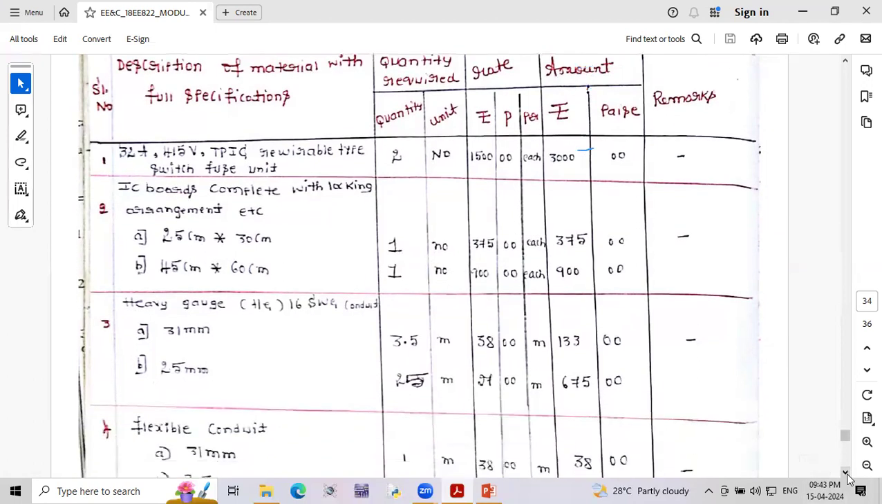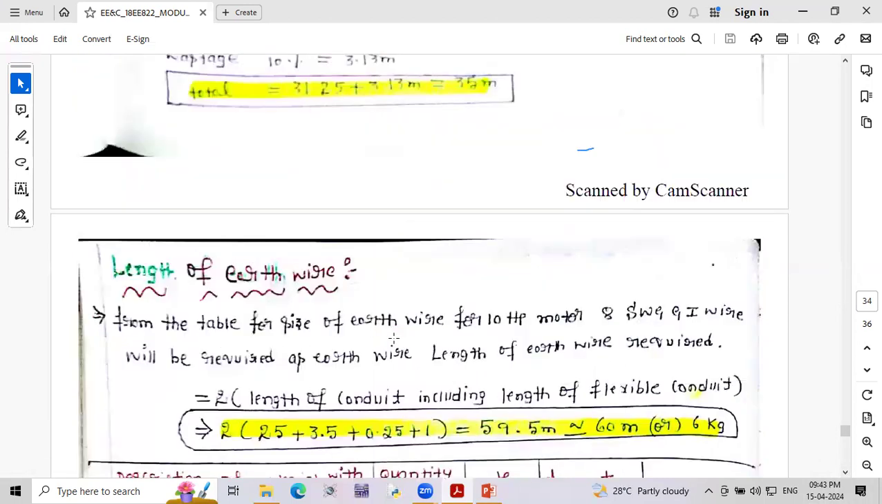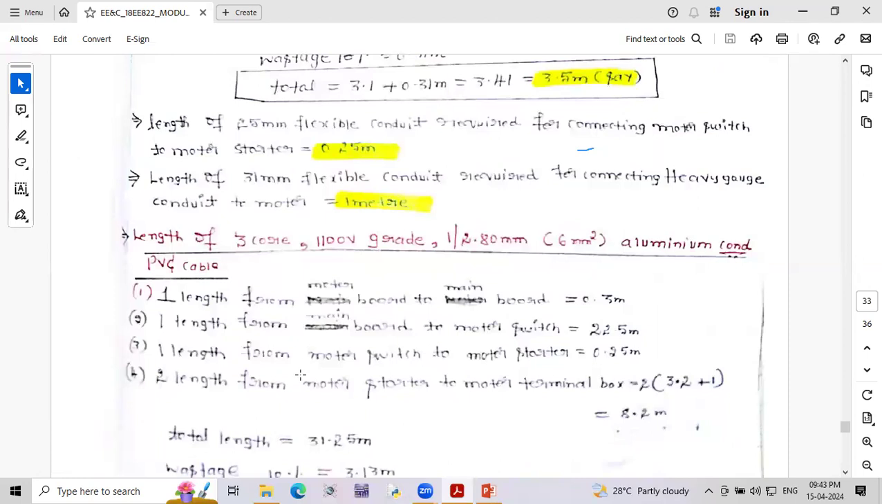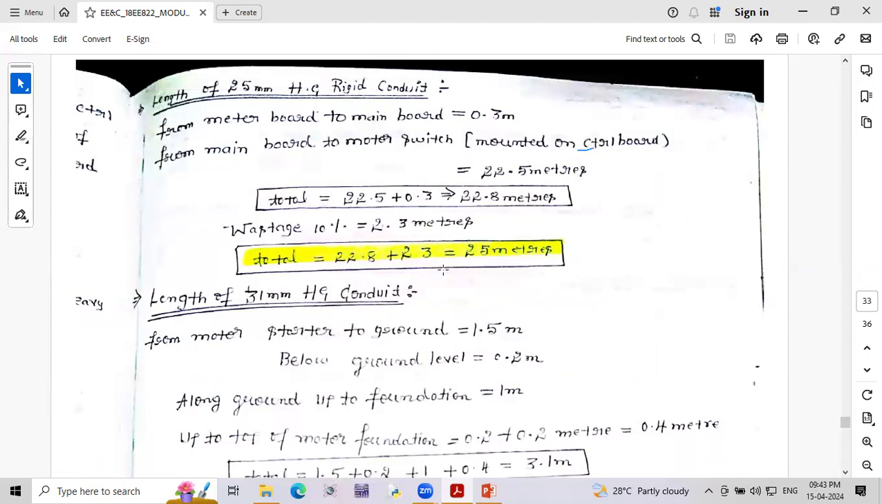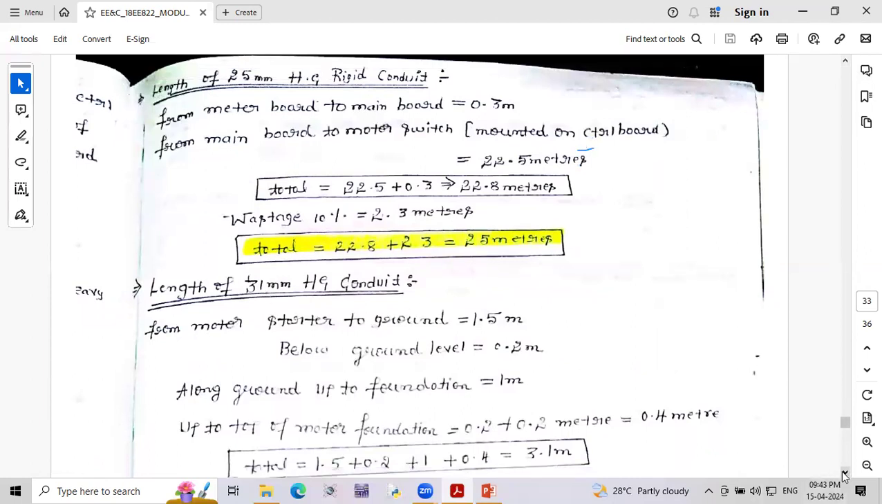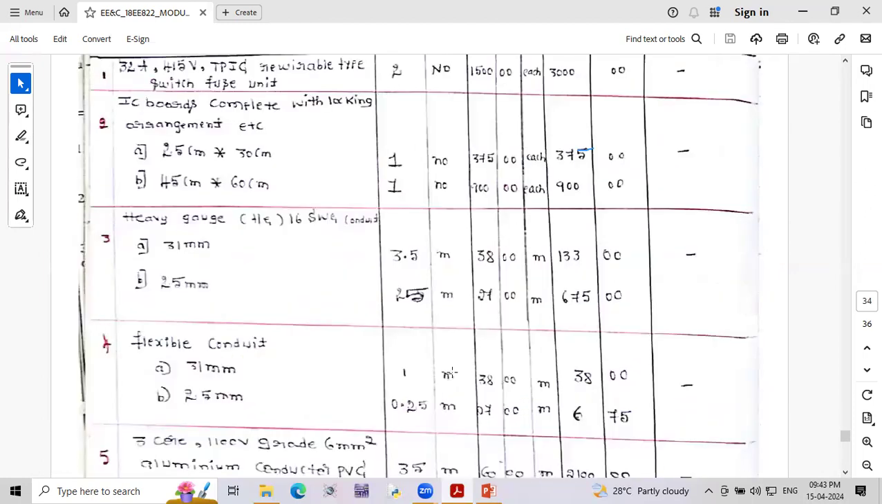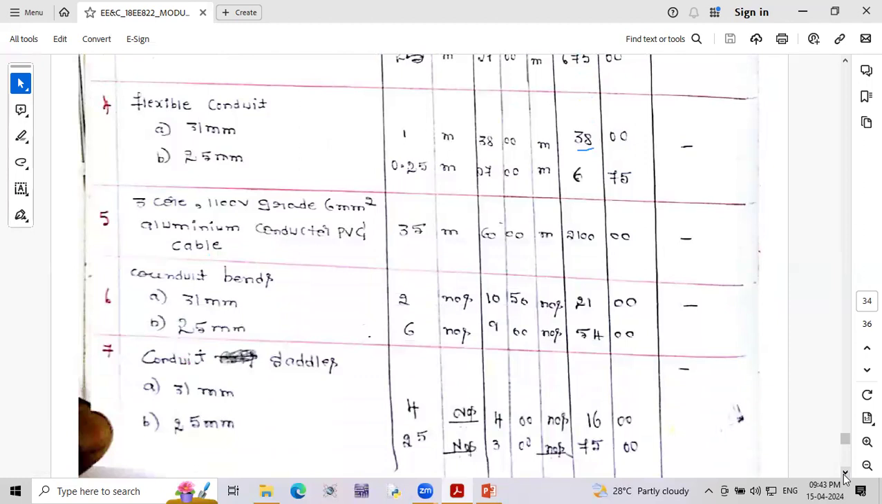Because 1 AV gauge 16 SPBG conduit 31 and 25 mm, look at the total length there if the question comes. 35 meter. We already calculate it: 25 mm, 25 meter; 31 mm, 3.5 meter; look at the rate for 25 meter. Next, flexible conduit 1 meter, 0.25 meter. Next one, 3 core cable 35 meter, 60 rupees per meter, total 2100. Conduit bends, two numbers, 25 mm to 6 numbers.